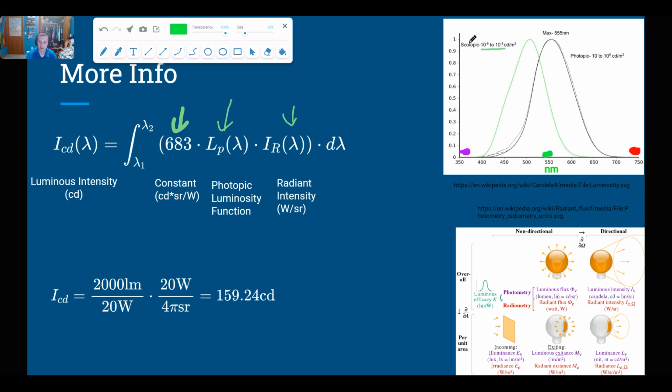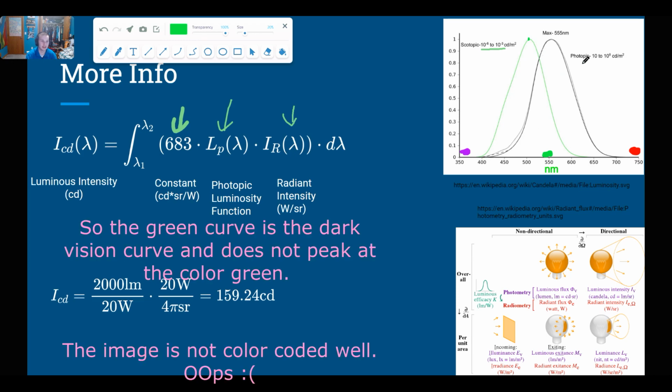So this green line here, the scotopic, right? Low light intensity. This is how sensitive your eye is to certain wavelengths based on the peak up here. The black one is at higher light intensities, like your main color vision, from 10^-2 to 10^8 candelas per meter squared.